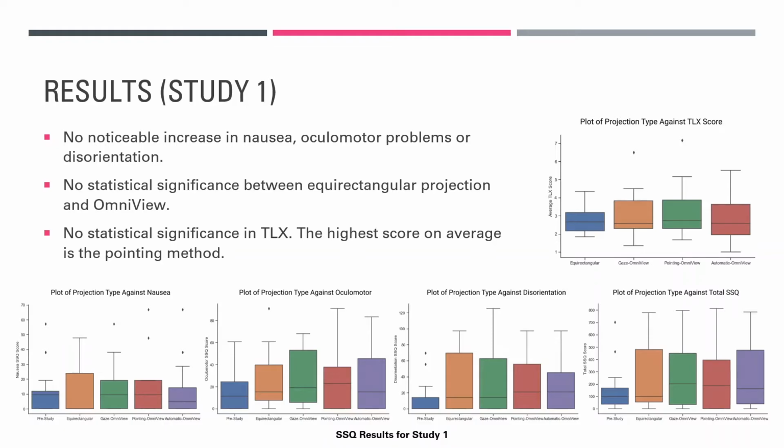And there was no statistical significance in TLX, suggesting that each of the implementations did not have any higher perceived task load over another. The highest score on average is the pointing method.